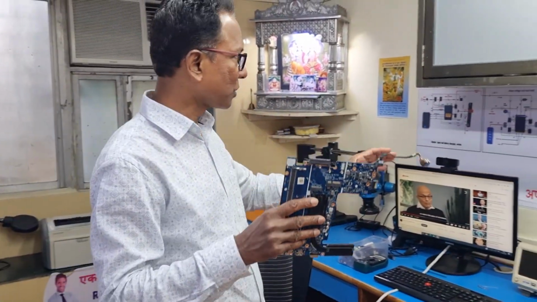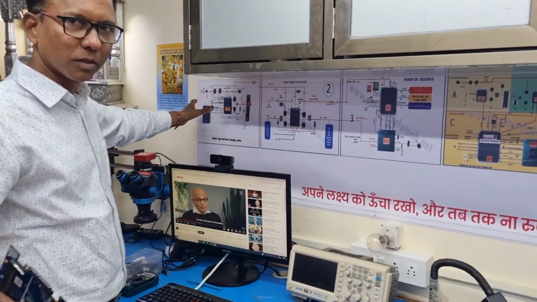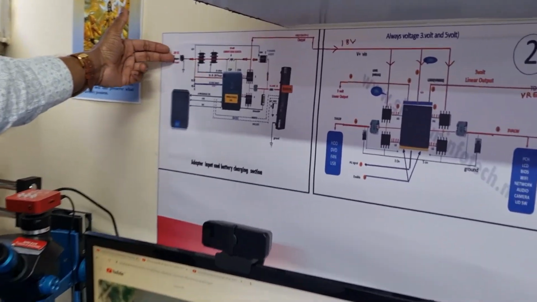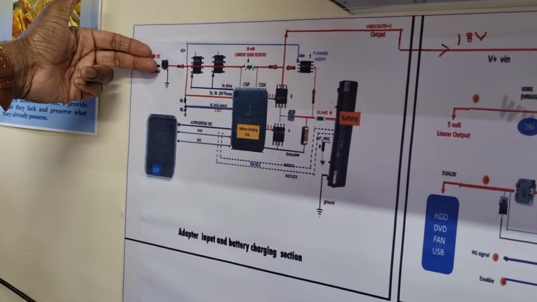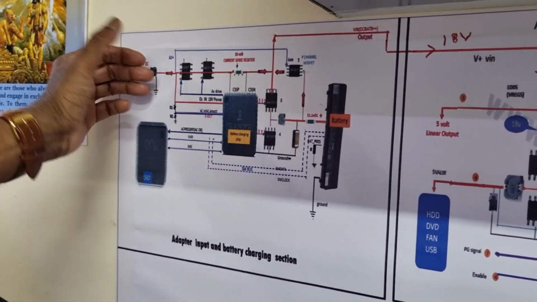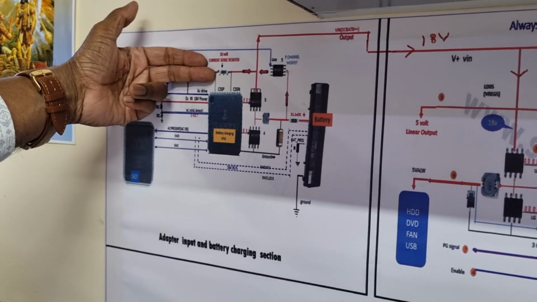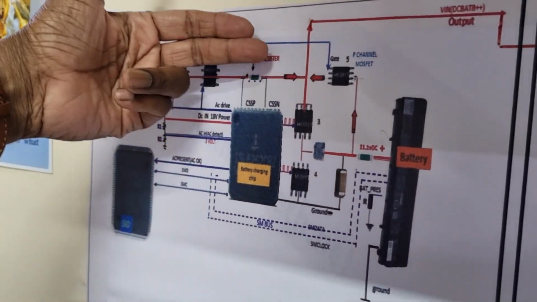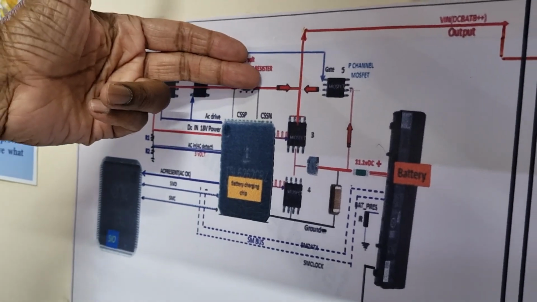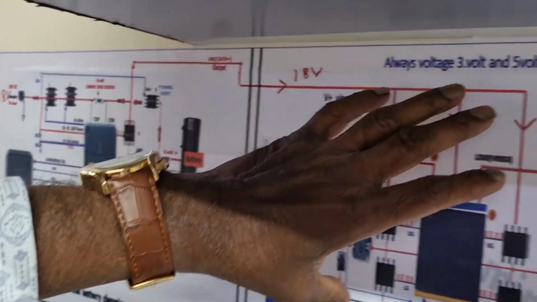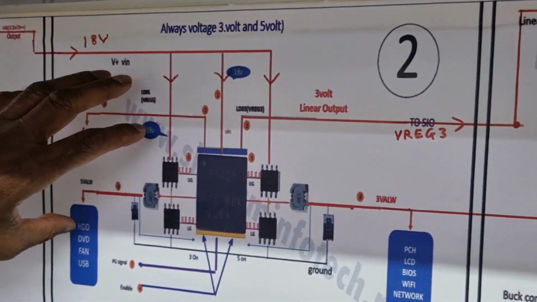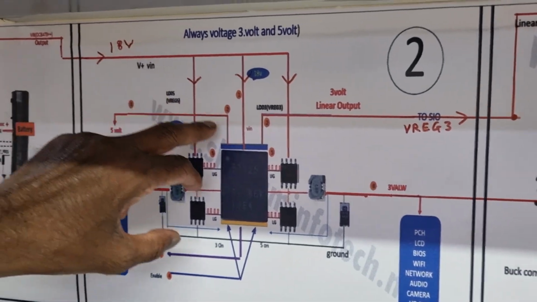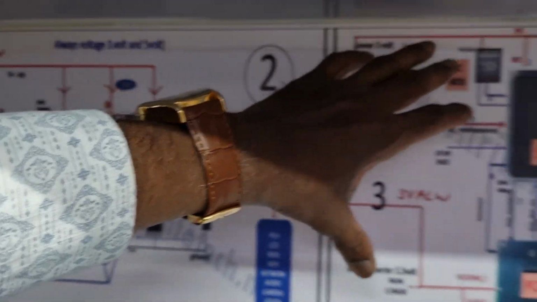We go to this concept. Here is the concept. This is the adapter input. First the battery charging section, then the voltage travels via this current sensing resistor, then this voltage will travel to this section. This is the 3 volt and 5 volt section, which generates 3 volt and 5 volt, and after that this 3 volt is going to the next section.